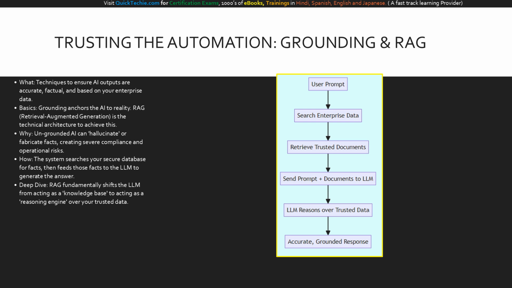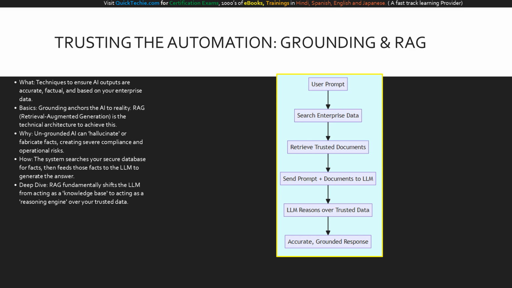This flowchart demystifies the RAG architecture: retrieval augmented generation. Follow the flow from top to bottom. It starts with the user prompt. Instead of going straight to the AI brain, it intercepts the prompt and performs a search of your enterprise data. Next, it retrieves the trusted documents, your actual policies, PDFs, or database records. The crucial step is next. It sends both the original prompt and the trusted documents to the LLM.